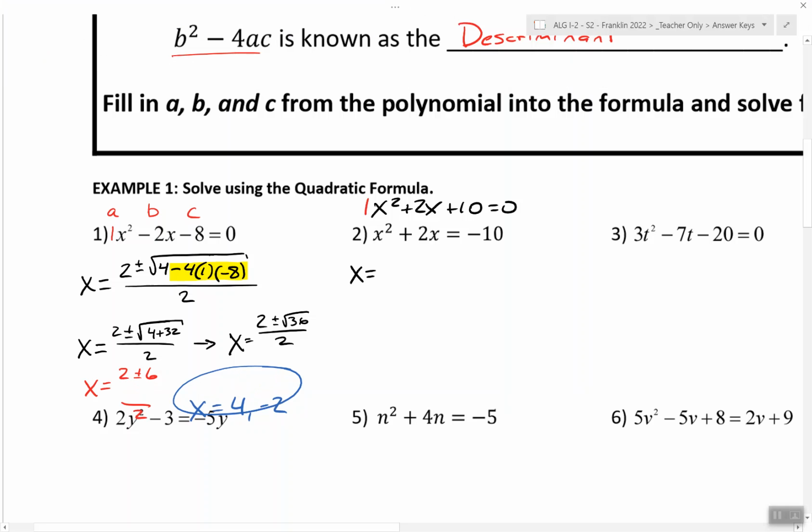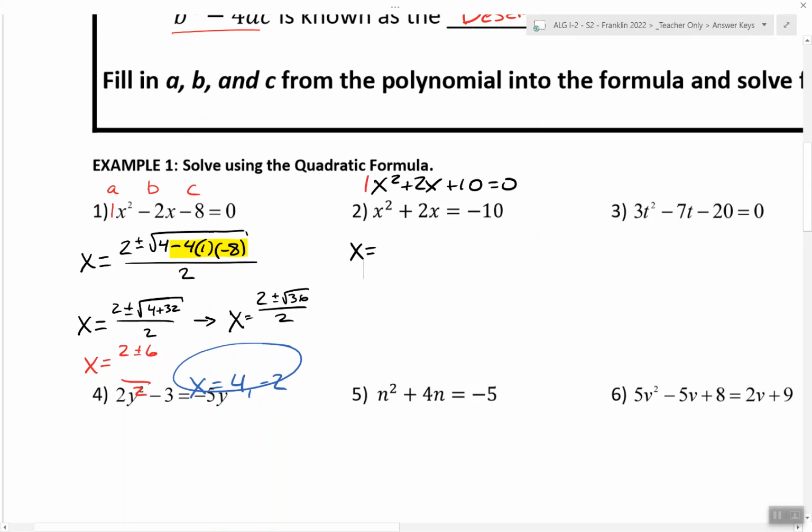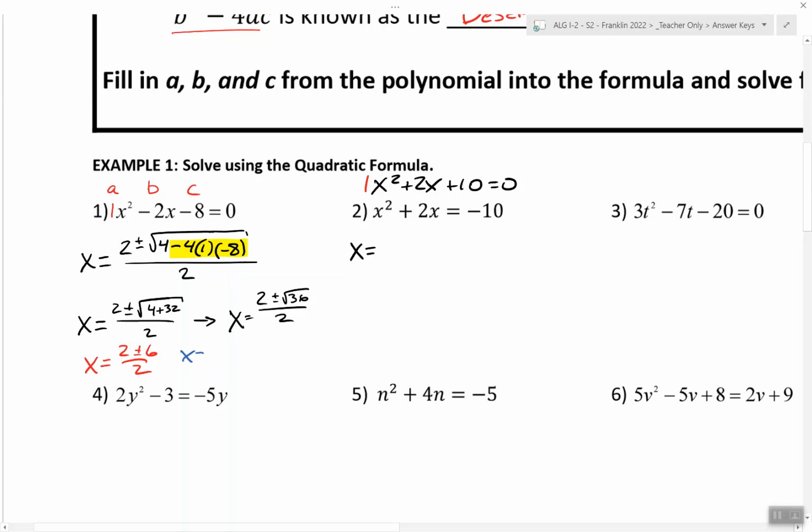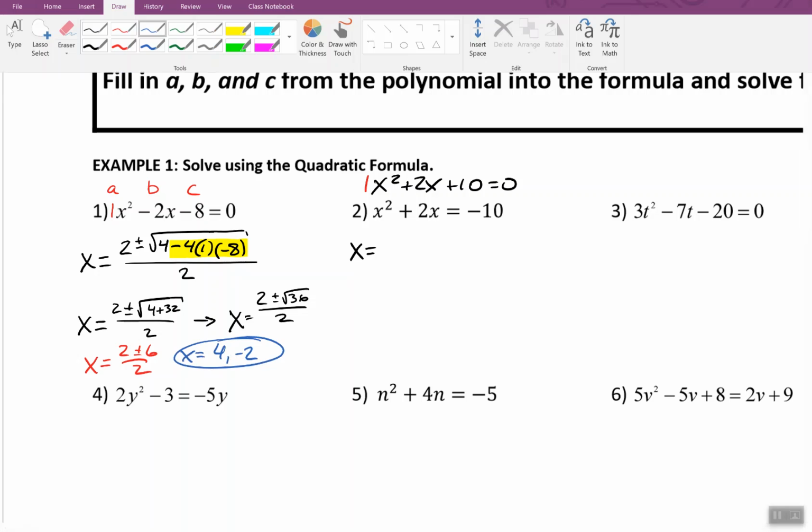X equals, what just happened? Let me fix that really quick. So it's over 2, and x equals, we got 4 and negative 2. Okay, back to number 2.